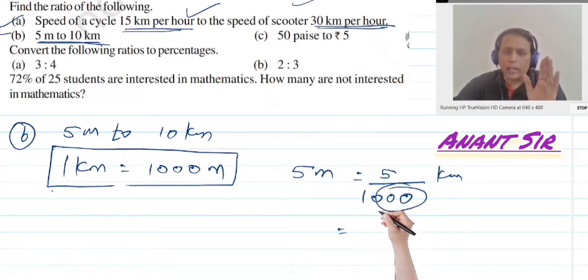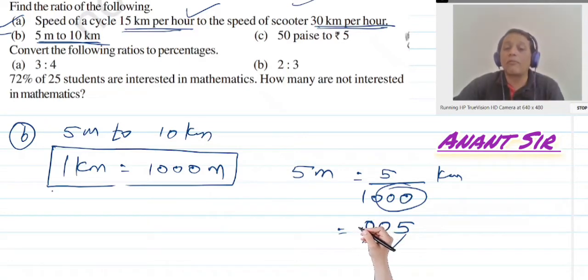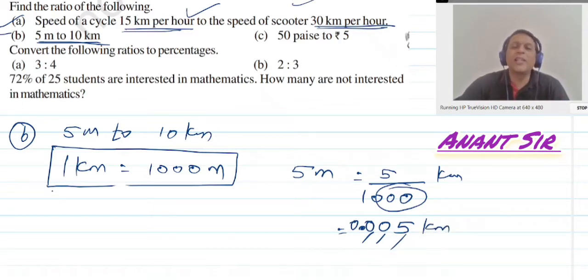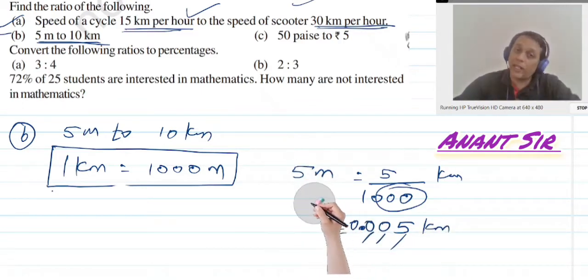So see, there are three zeros. So first number, second number, third number after the decimal point. So the answer is 0.005 kilometer. So we are getting the decimal point, and then again we have to take the ratio.